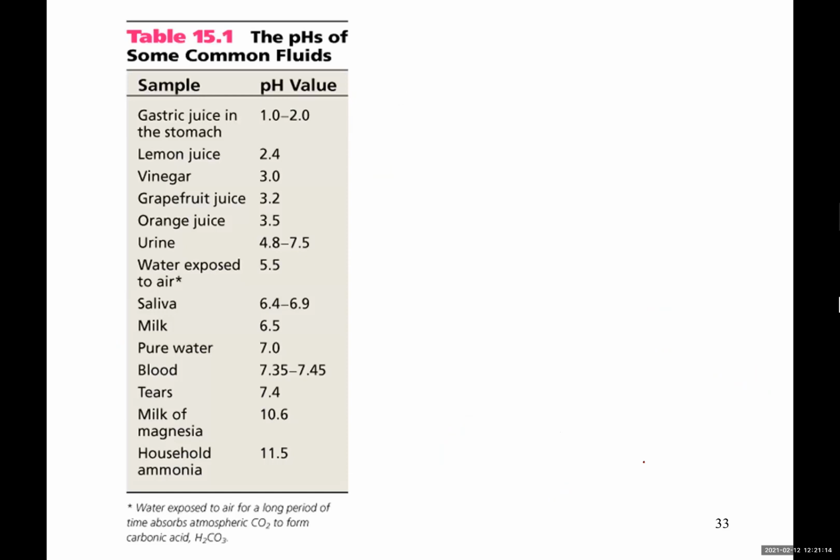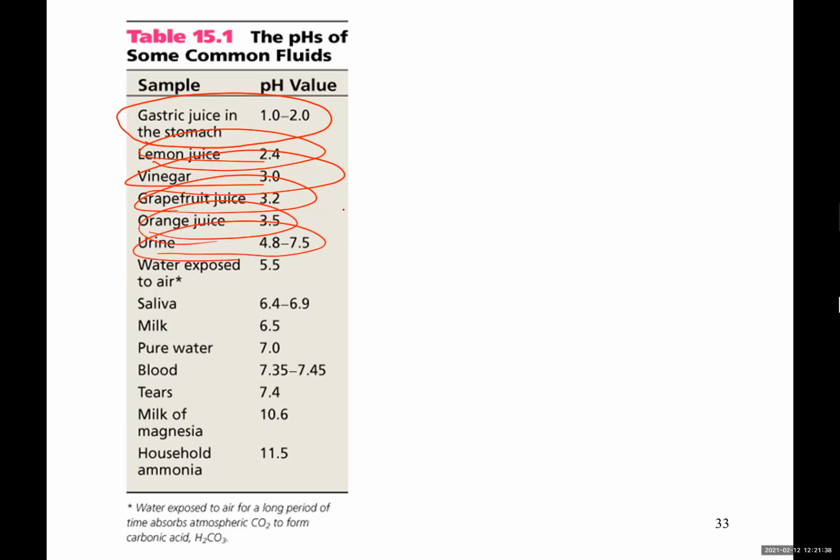All right, so these are some examples. Gastric juice has a pH between 1 and 2, or stomach acid. Lemon juice, pH 2.4. Vinegar, pH 3. Grapefruit, pH 3.2. Orange juice, pH 3.5. Urine, pH range 4.8 to 7.5.